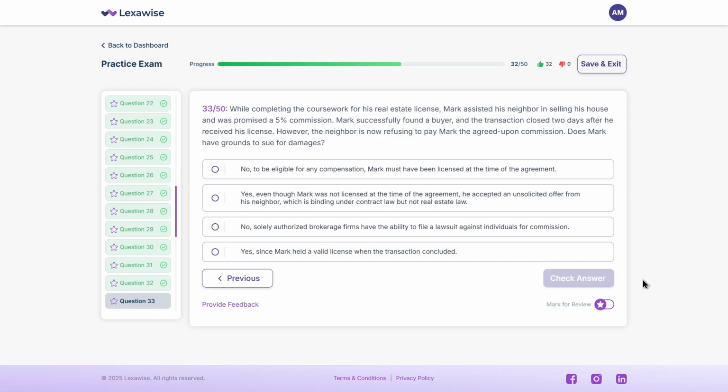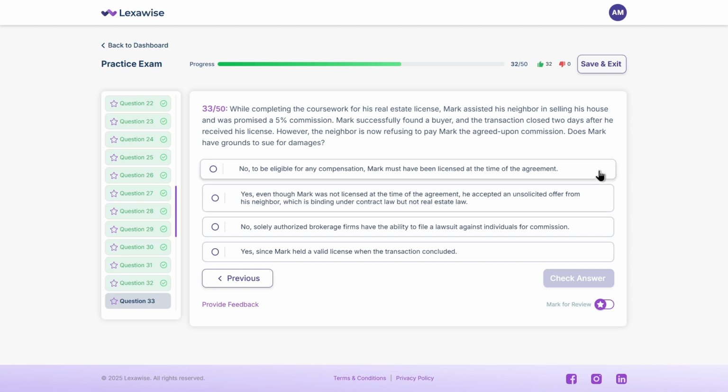While completing the coursework for his real estate license, Mark assisted his neighbor in selling his house and was promised a 5% commission. Mark successfully found a buyer and the transaction closed 2 days after he received his license. However, the neighbor is now refusing to pay Mark the agreed upon commission. Does Mark have grounds to sue for damages?